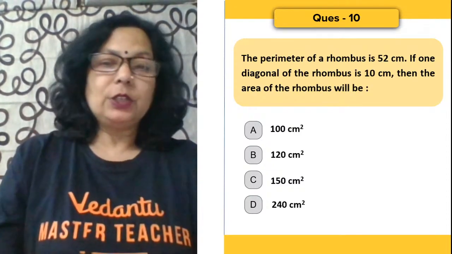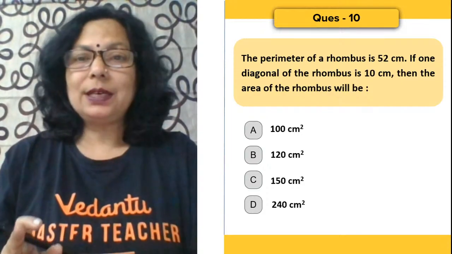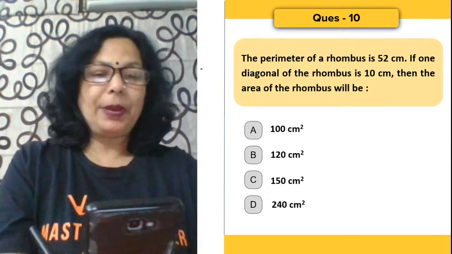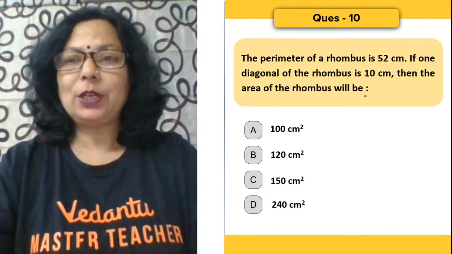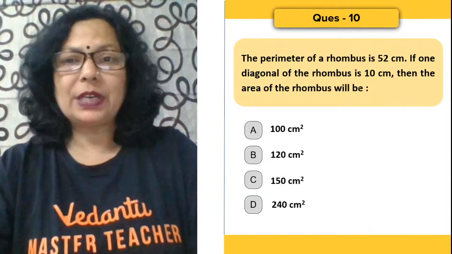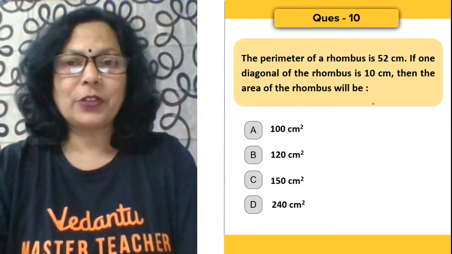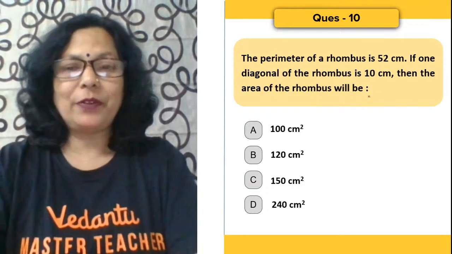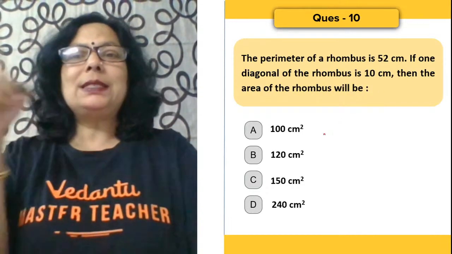Yeah. So let's see. Next is the perimeter of a rhombus. The perimeter of a rhombus is 52 centimeters. If one of the diagonals of the rhombus is 10, then the area of the rhombus will be. This is the last question of the day. The perimeter of the rhombus is 52. So all four sides are equal.